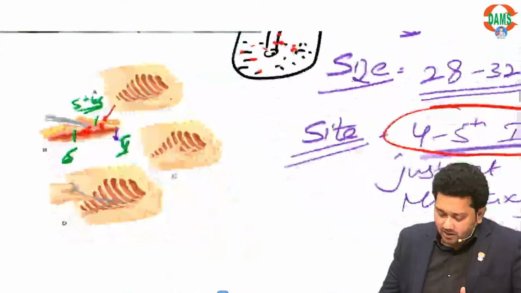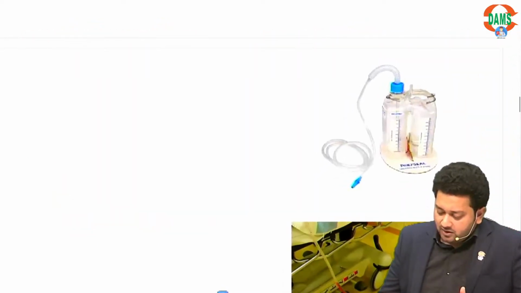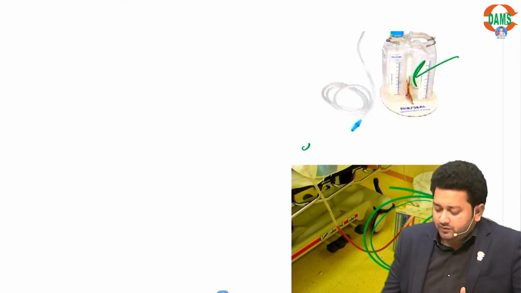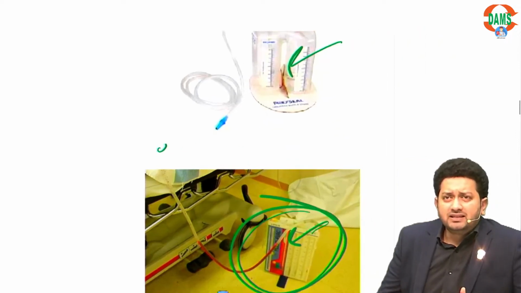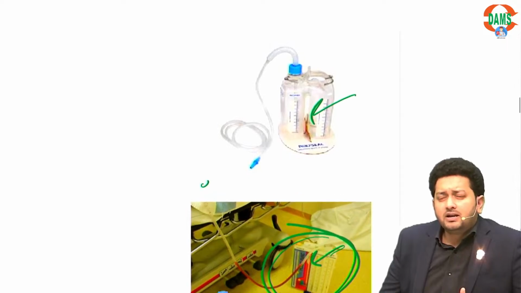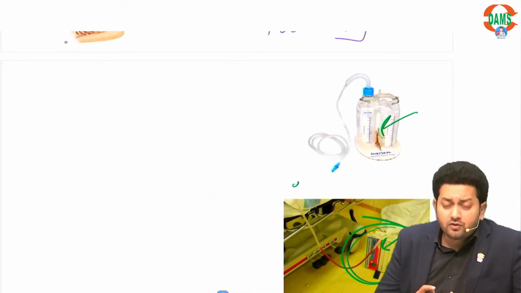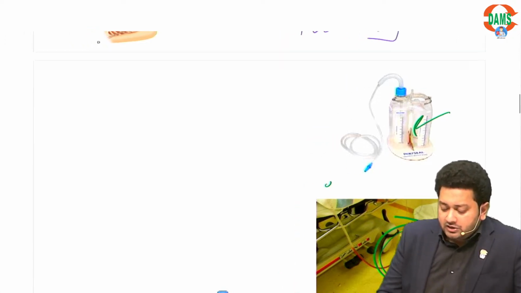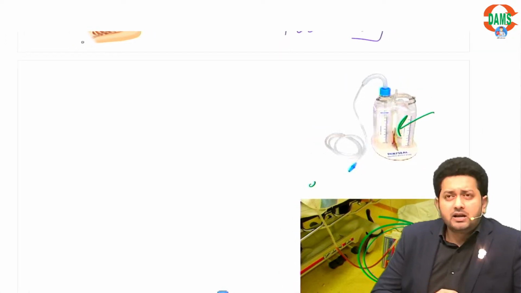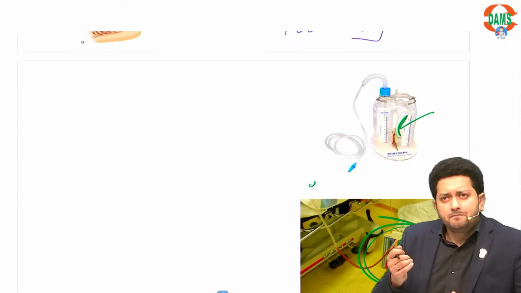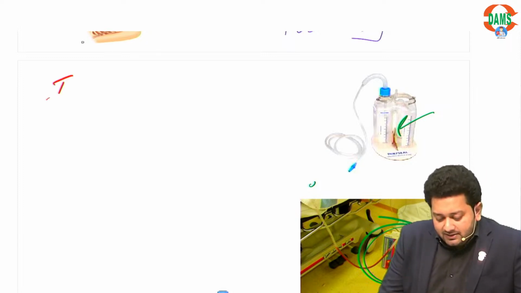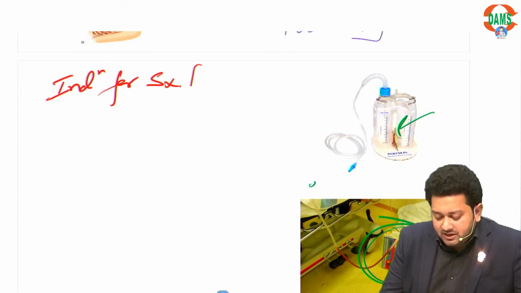You'll put the tube, and one end of the tube is inside the thorax, the other end of the tube is inside this collecting bag, the underwater seal we call it, so that you know how much blood is coming out from this tube. So treatment, we have seen that mostly the treatment is via ICD. Now what is the indication for surgery? Surgery means thoracotomy.